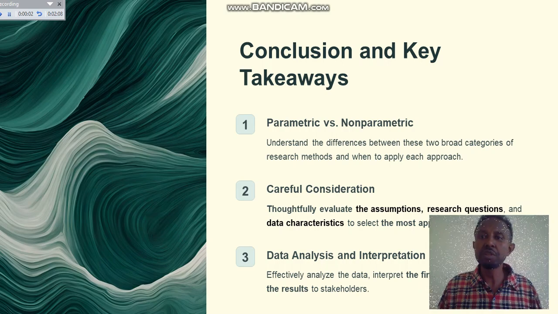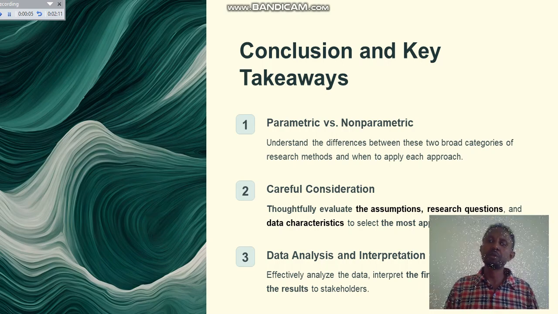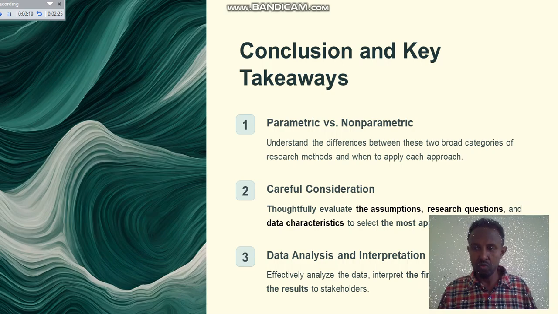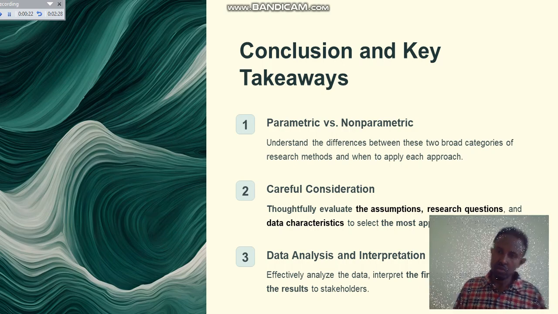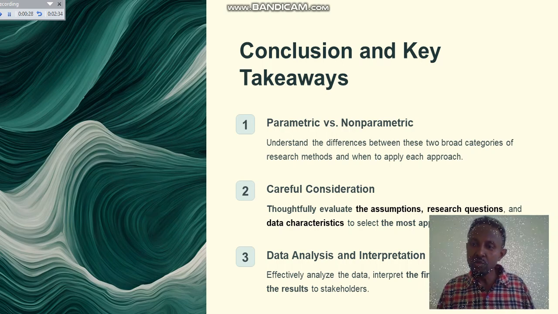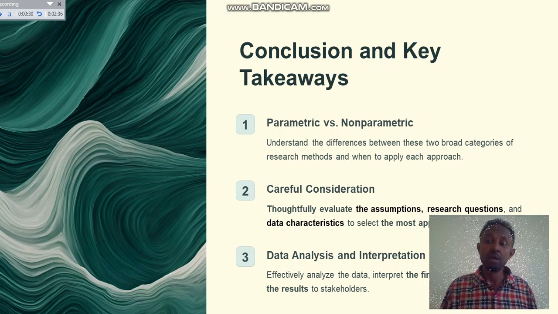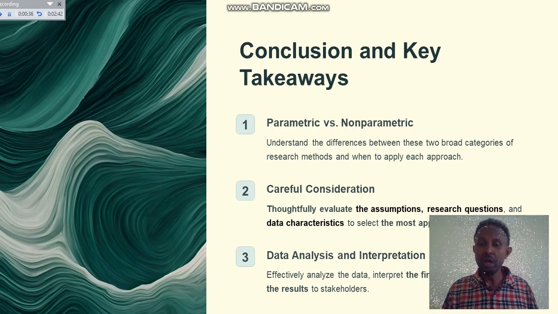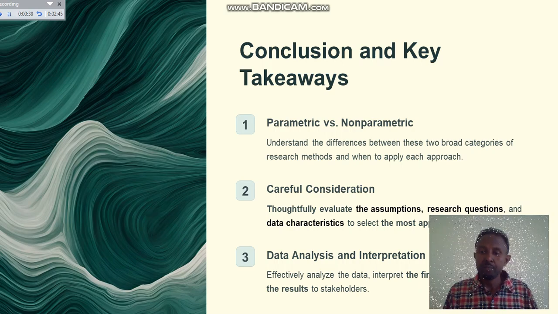In the last one, conclusion and key takeaways. Parametric and non-parametric tests can be applied across different researches, but we have to consider which one to use based on the assumptions or the criteria or the requirements mentioned in the previous slide. Careful consideration of the assumptions, the research question, and data characteristics can also guide us on which method to use. And the last one is that data analysis and interpretation will help us to come up with appropriate results, conclusions, and recommendations where appropriate.